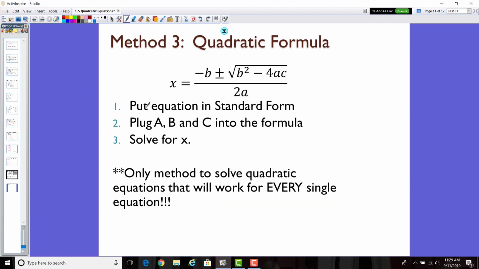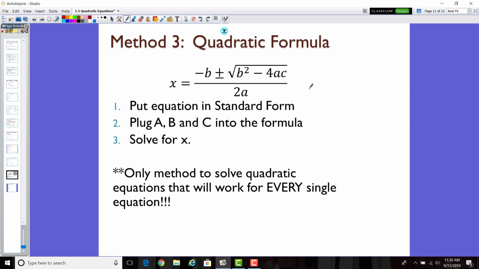Method 3, quadratic formula. You have all seen this before. This is the only method that you can use for every single type of quadratic equation, no matter if it has all three terms, ax squared, bx, or c. If it doesn't have those, you can still use it. Whatever term is missing, remember that number would then be replaced with a 0.